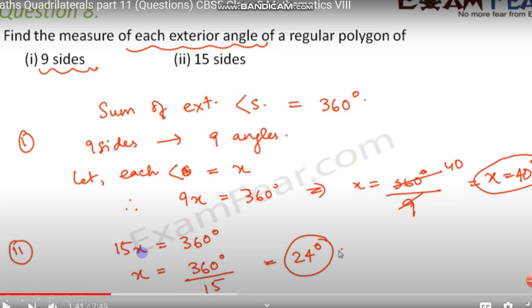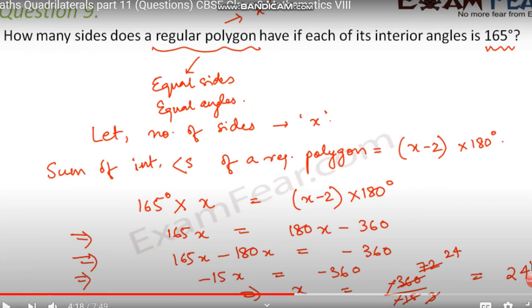Like that, for 15 sides, 15x is equal to 360 degrees. x is equal to 360 divided by 15. If you cancel this, we get 24 degrees. x is equal to 24 degrees. Like that you can solve this. Next, move on to the next question.